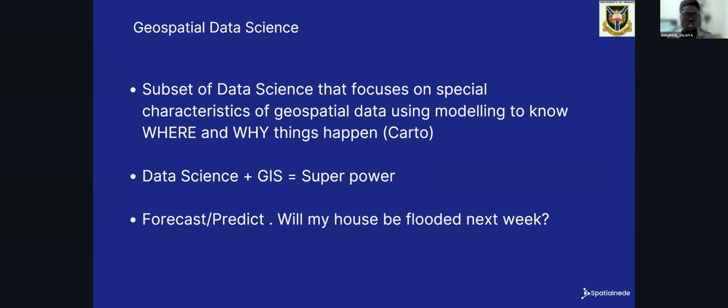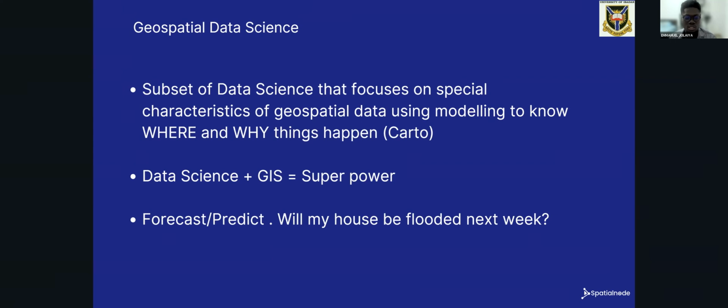But when you now add geospatial to it, you'll be able to answer where this is happening. And that's very important. Where are customers coming from? Where do we have large numbers of users? Where should we site our new branch? Where should we target our ads? When you start bringing geospatial data to it, you'll be able to answer the question of where. And with your data science background and geospatial, you answer the questions of where and why things happen.